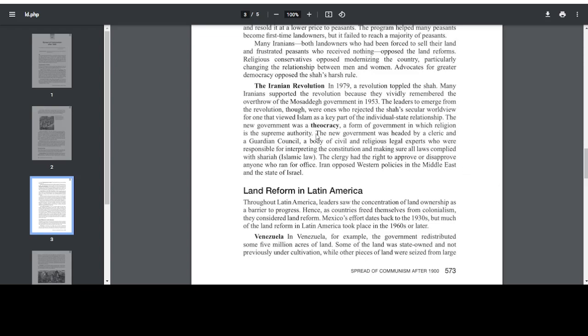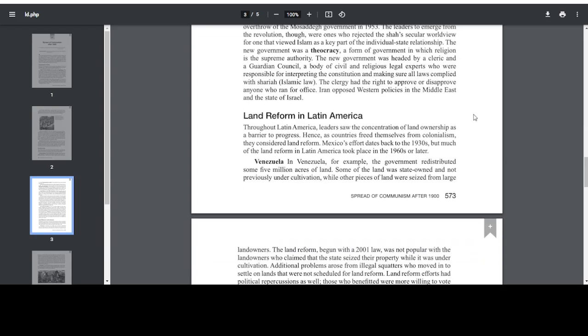The new government was a theocracy, a form of government in which religion is the supreme authority. It was headed by a cleric and a Guardian Council, a body of civil and religious legal experts who were responsible for interpreting the constitution and making sure all laws complied with Sharia, Islamic law. The clergy had the right to approve or disapprove anyone who ran for office. Iran opposed Western policies in the Middle East and the State of Israel.